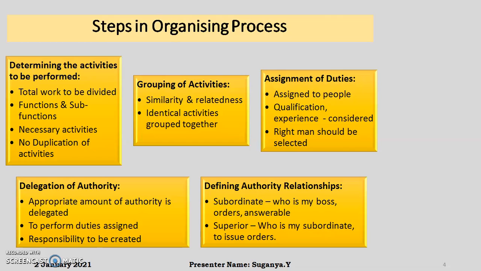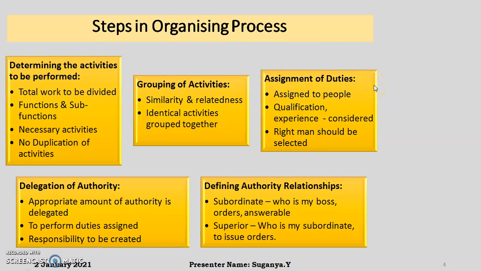Similarly, booking of party hall and then stage decoration. All these things I can give to one common person. So similar or identical activities should be grouped together, and that becomes the second step in the organizing process. Now in the first step I got 10 jobs to be done. In the second step I made those 10 jobs into 4 teams. Okay. Next, the third step is assignment of duties.